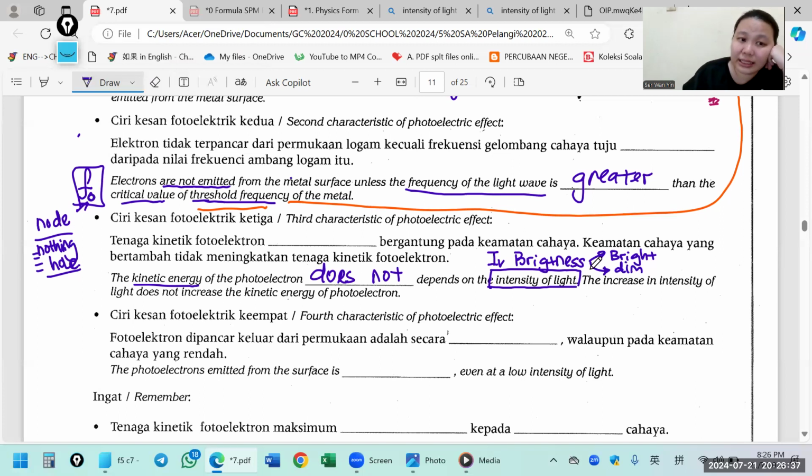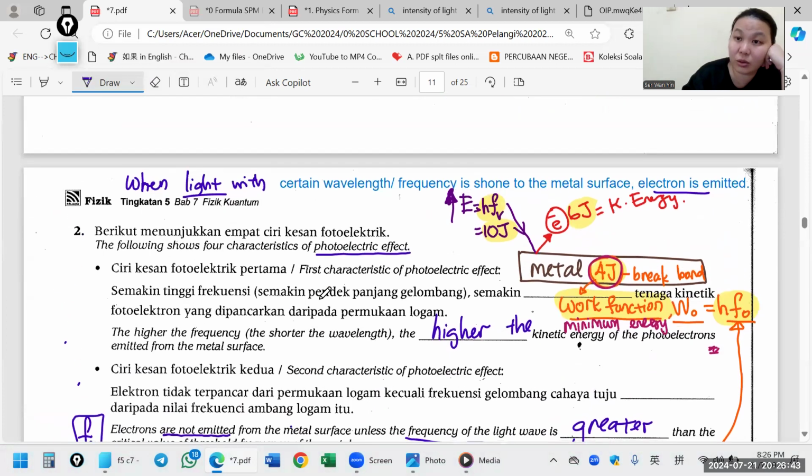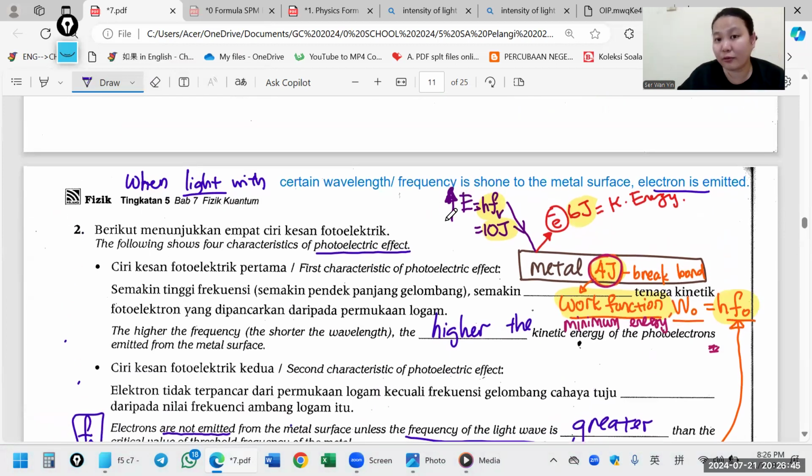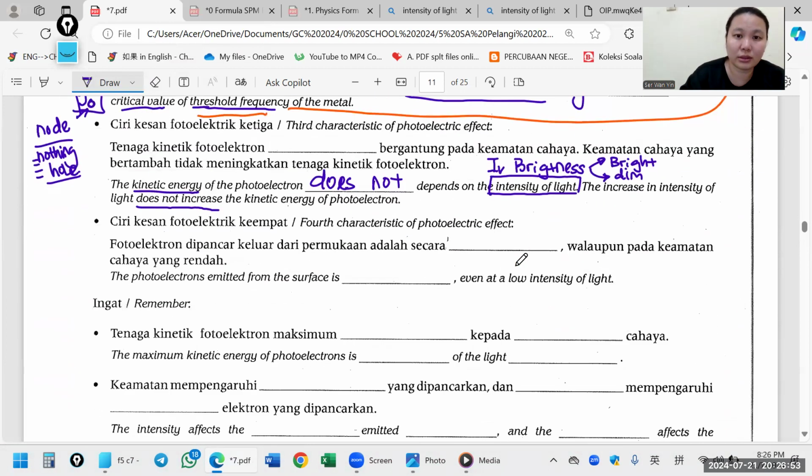Okay, the increase in intensity of light does not increase the kinetic energy, because kinetic energy depends on what? Depends on the photon. Okay? Depends on the frequency of your light source.